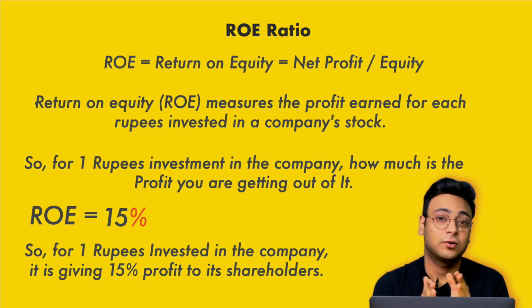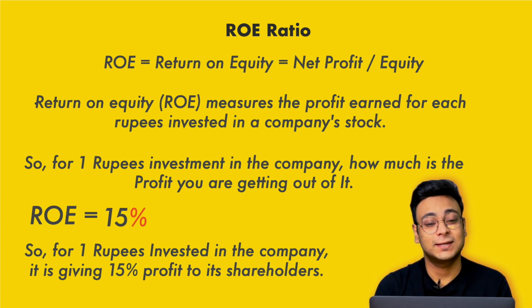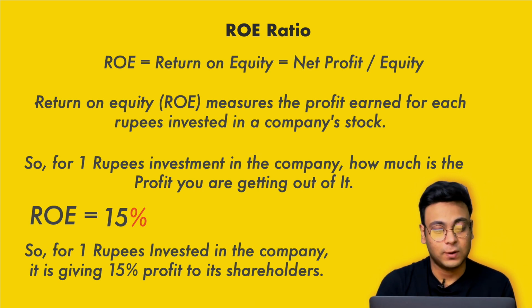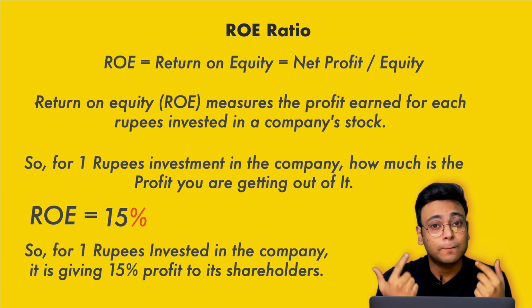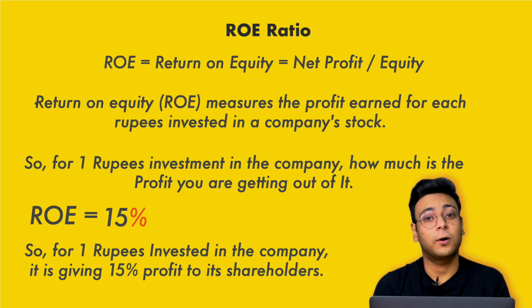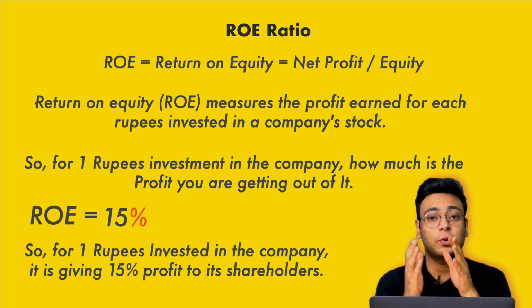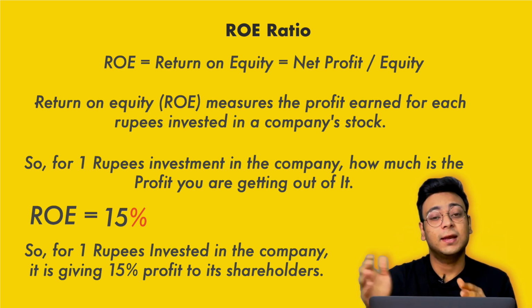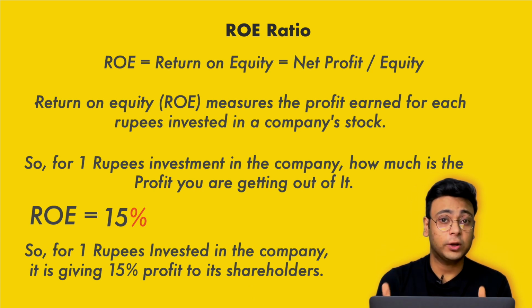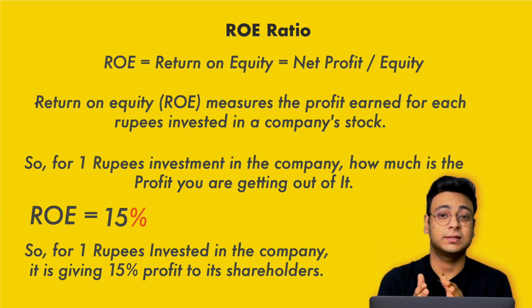That is the simple way of understanding this ratio. Now let's say we have a return on equity of 15%. That basically means for 1 rupee invested, the company is giving you 15% profit on that investment. Now this ratio is used to understand a company in its industry. We'll look at a few examples of companies right now.